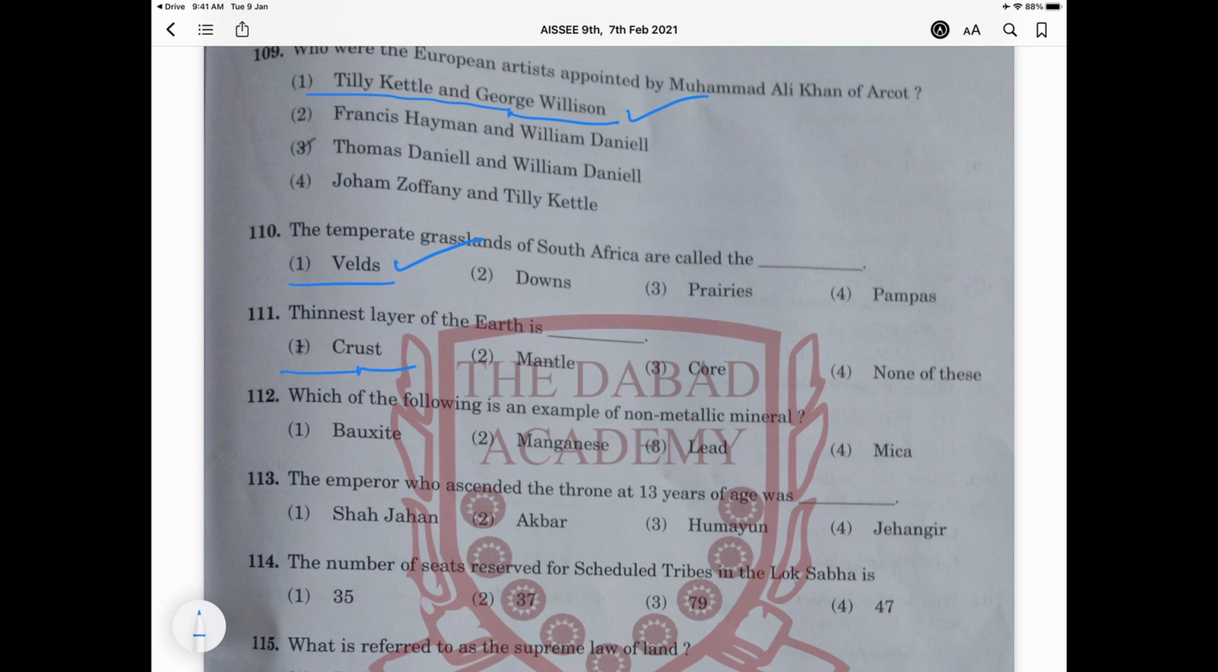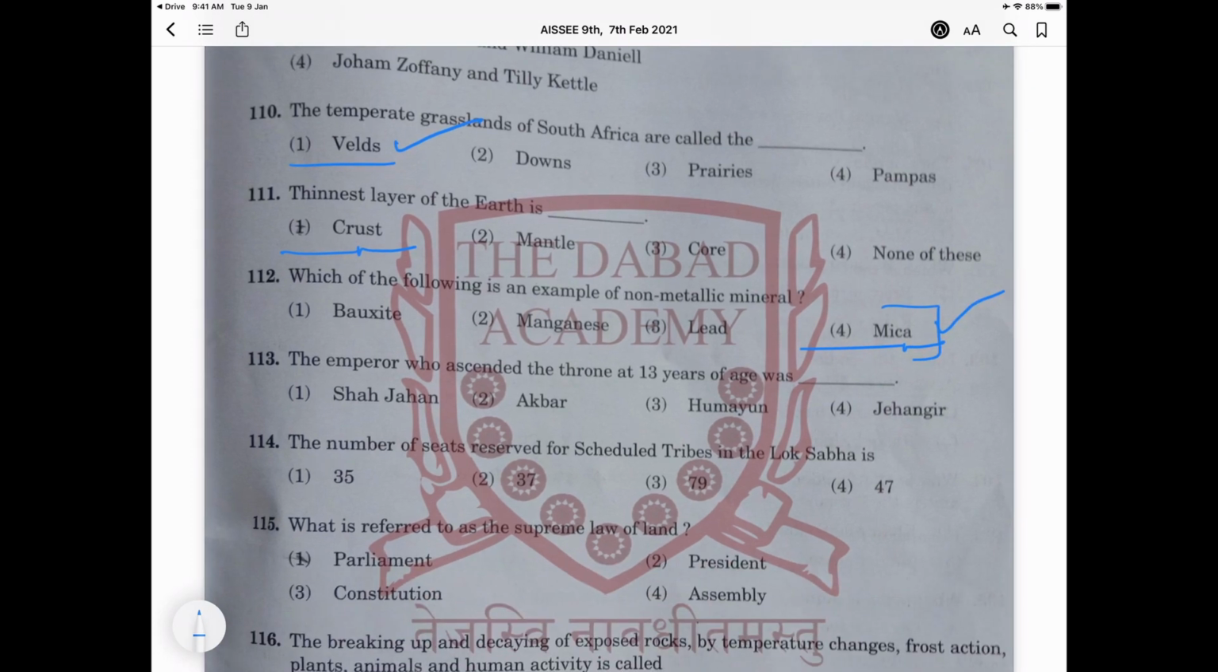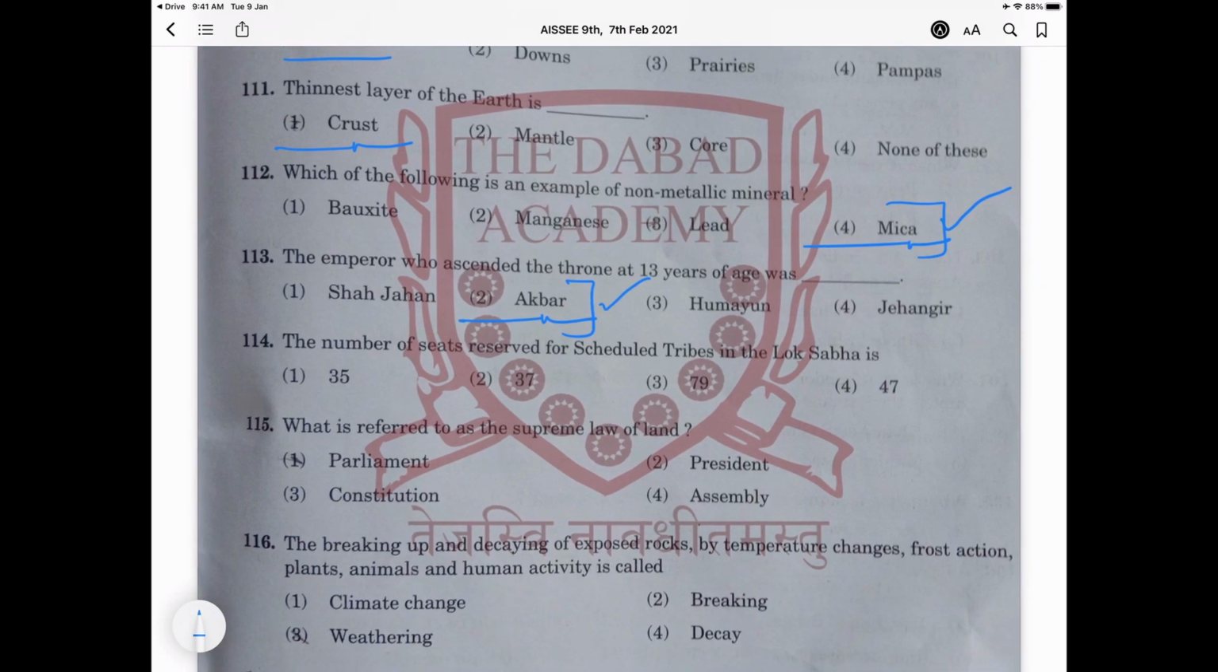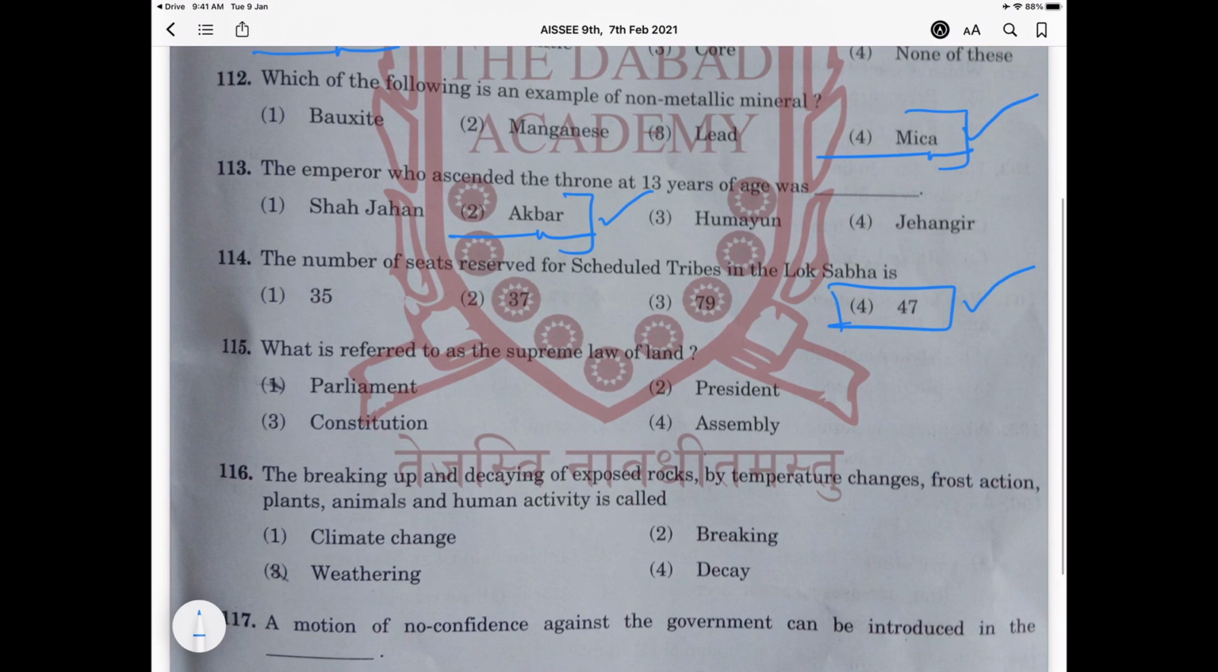In question number 112, which of the following is an example of non-metallic mineral? Correct answer is option number 4. Question number 113, the emperor who ascended the throne at 13 years of age was Akbar. So he was just 13 years old. In question number 114, the number of seats reserved for scheduled tribes in the Lok Sabha is, okay, so option number 4, 47 is the number of seats reserved. In question number 115, what is referred to as the supreme law of land? So always constitution is referred to as the supreme law of land.